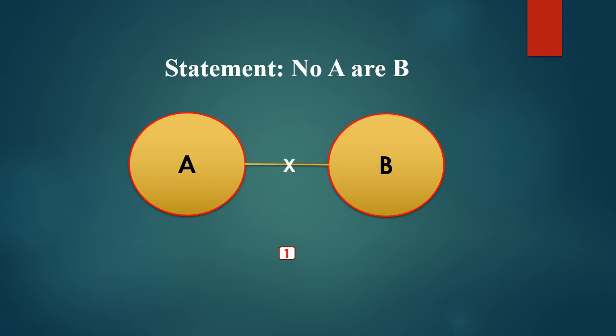No A are B. In simple terms, A and B are disjoint sets. This is the type 2 statement. We have only one representation for no A are B.